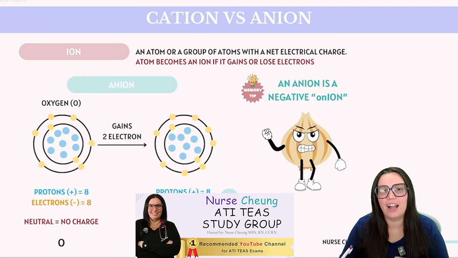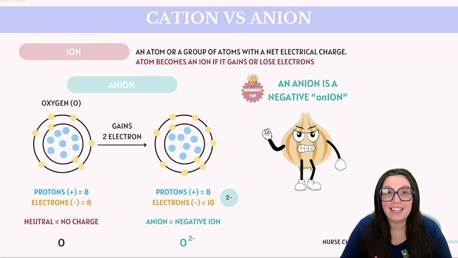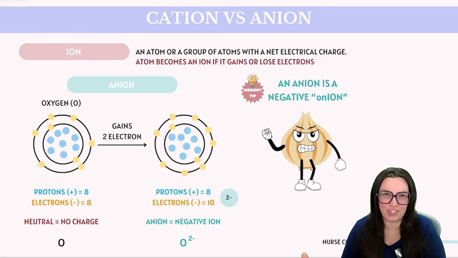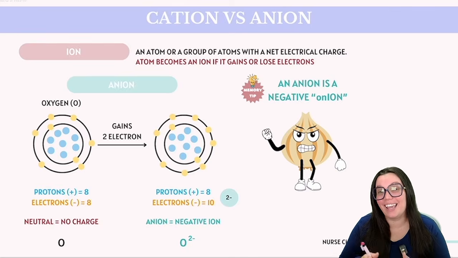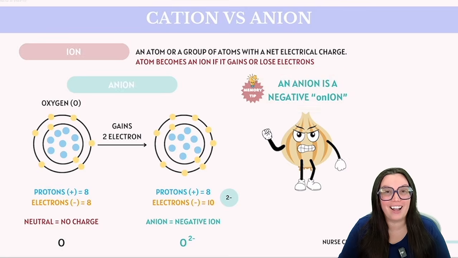It's a term for ions that have more electrons than they do protons, meaning that they have more of a negative charge. To easily remember that an anion is a negatively charged ion, we use the mnemonic: an anion is a negative union.